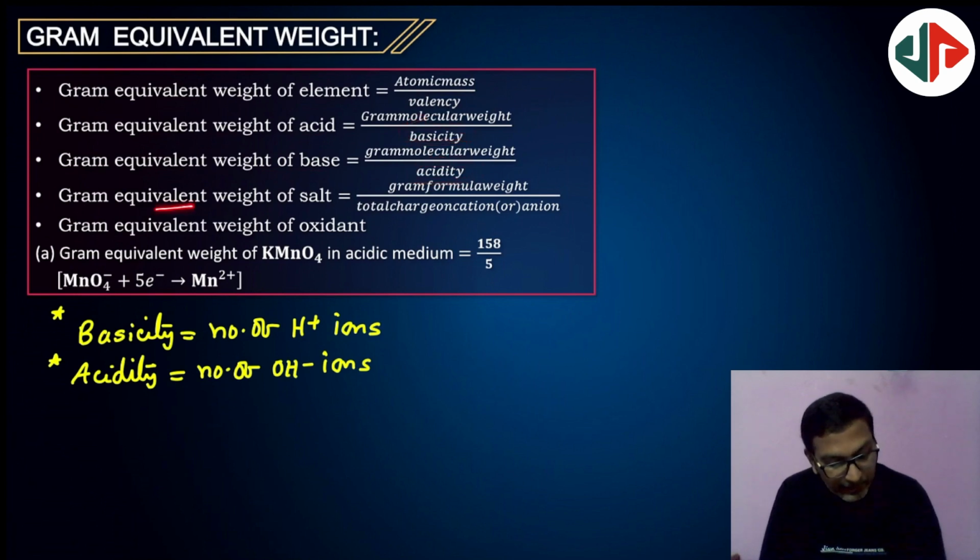Next, the equivalent weight of a salt is formula weight by... For covalent molecules we can use molecular weight. For ionic compounds we can use formula weight. A salt is ionic, therefore we use formula weight divided by the total positive or negative charge. Here the total positive or negative charge is the n factor. All denominator values are n factors.